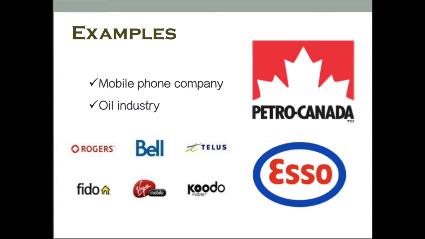The second example is the oil industry. It also has a few dominant firms, but their products are very good substitutes for each other. Like in Canada, we use Petro-Canada, Esso, or Chevron.